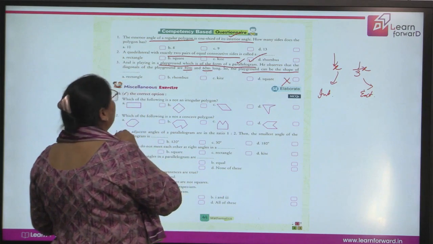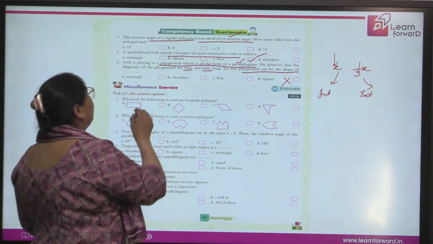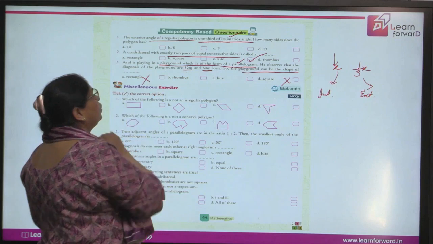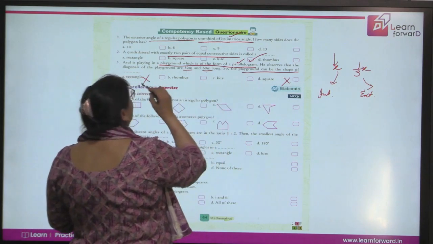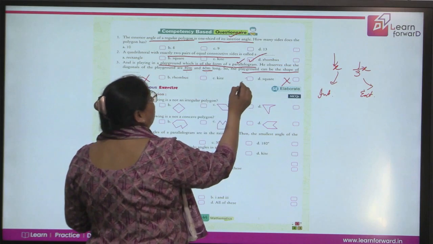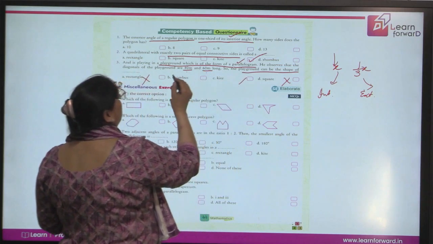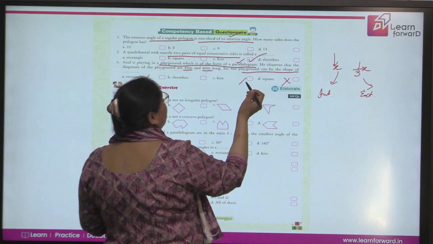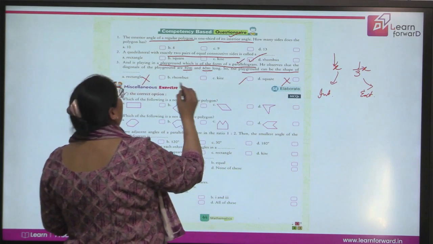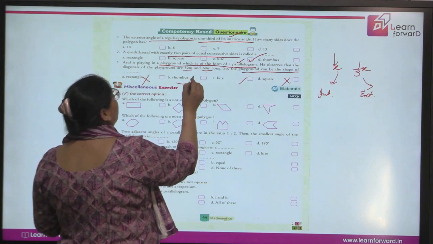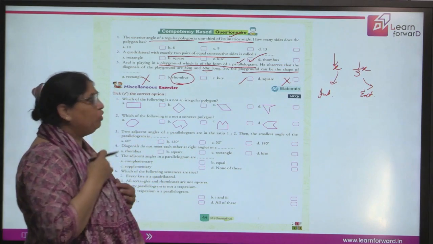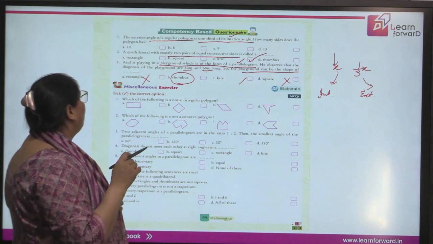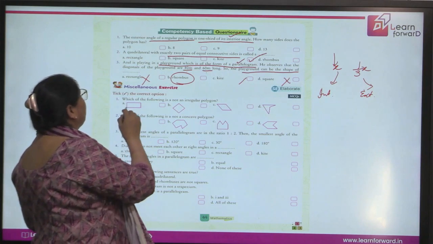Rectangle diagonals are also always equal, so this can't be there. So can the shape be a kite? Adjacent sides are not given, so the obvious answer can be a rhombus, because the diagonals of a rhombus are also not equal in length.